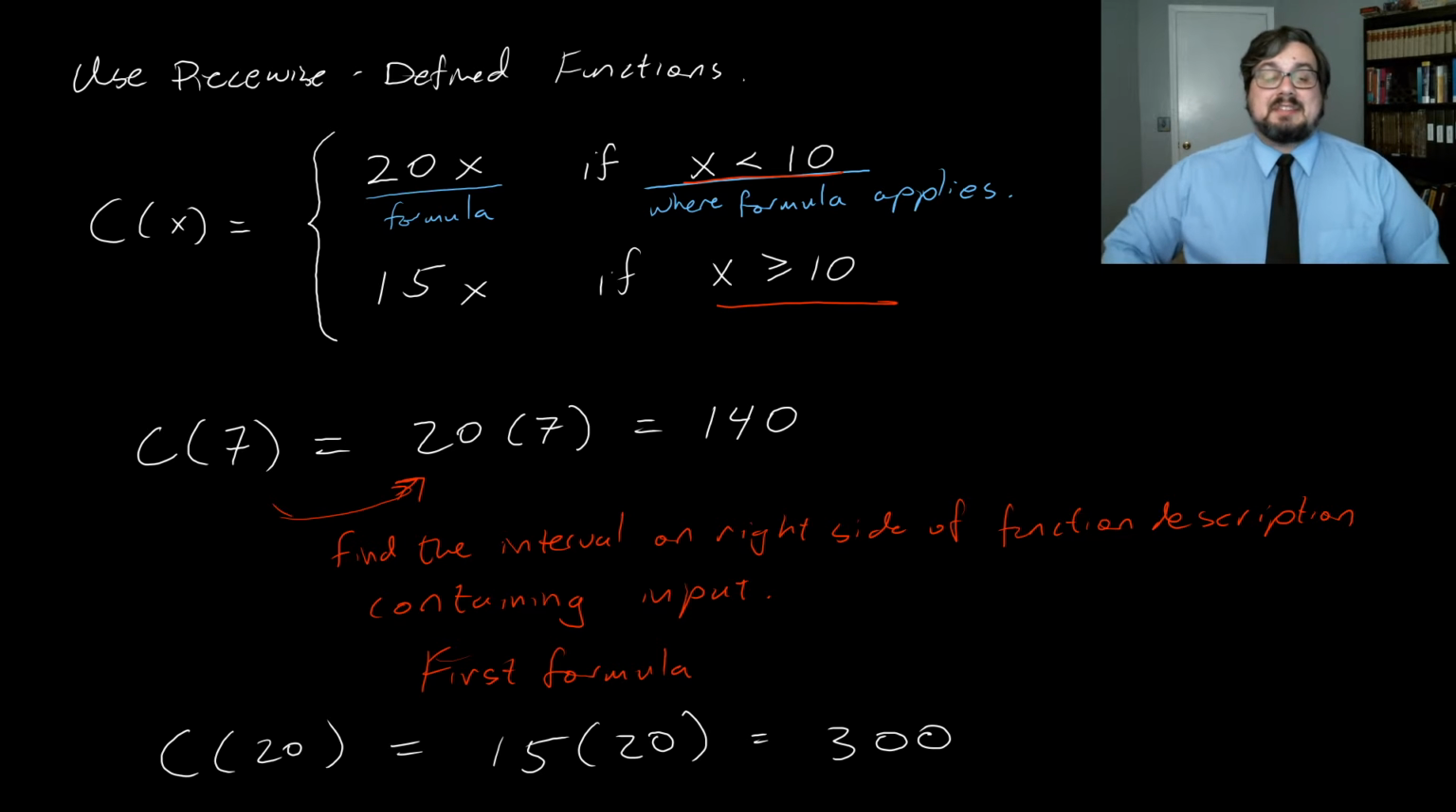So that tells us that the cost to buy 20 costumes is 300. So let's look at a couple more examples of these piecewise defined functions and evaluating them, and then we'll look at how we can graph them.